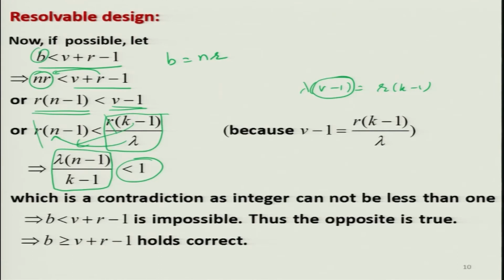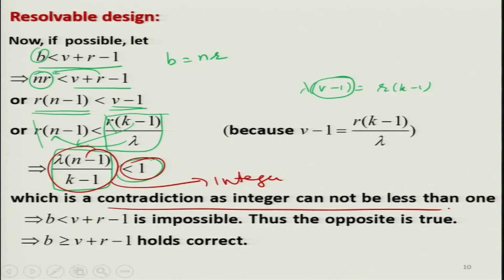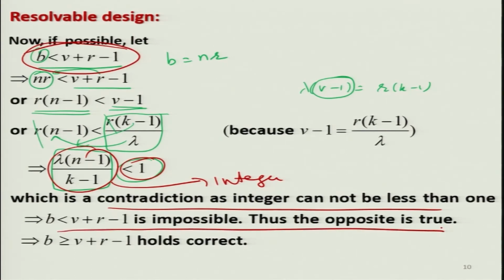Now, if you try to see, is it really possible? You are trying to assume that this quantity is an integer, and the integer is less than 1. This is a contradiction, because an integer cannot be less than 1. So, that means the assumption you have taken here, that b is less than v plus r minus 1, is not possible. When this is not possible, then what is possible?